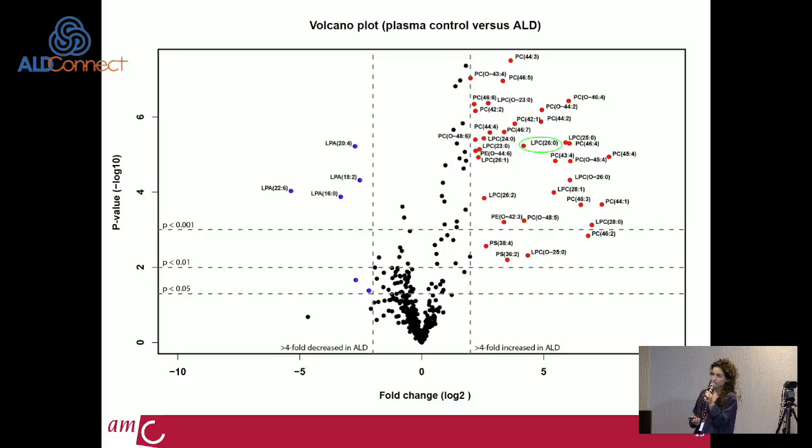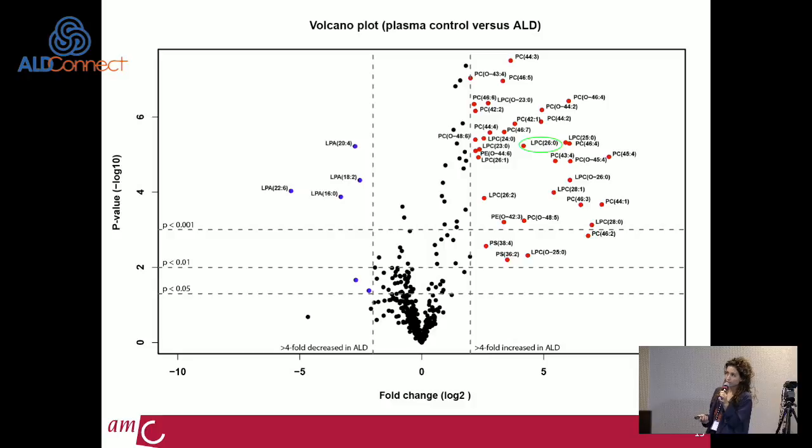So on the y-axis, we see the p-value. And this is a value that tells us if it's actually true that there is a difference between the two groups. And the lower the number is, the more it seems reasonable that there's actually a difference. And this is also a logarithmic scale because otherwise it would also be really too big.